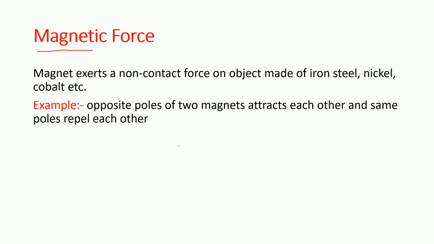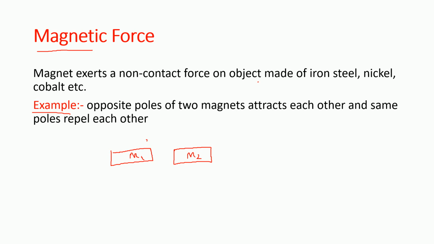The concept behind magnetic force: if we have two magnets, magnet 1 and magnet 2, a magnet exerts a non-contact force on objects made of iron, steel, nickel or cobalt. We will see an example. Opposite poles of two magnets attract each other and the same poles repel each other. So opposite poles of two magnets will attract.